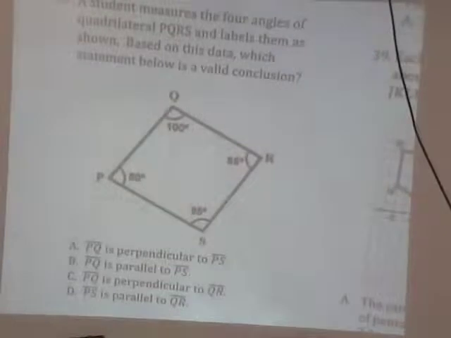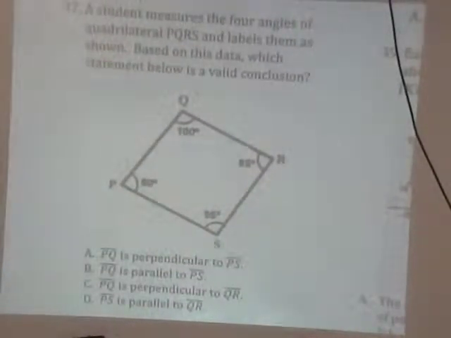37. A student measures 4 angles of a quadrilateral. It kind of looks like that, but it's just a quadrilateral. The student measures angles of a quadrilateral and labels them as shown. Based on this data, which statement below is a valid conclusion? A: PQ is perpendicular to PS. Is that true? What angle do they form when PQ and PS meet? 80. And what angle do they need to form for them to be perpendicular?